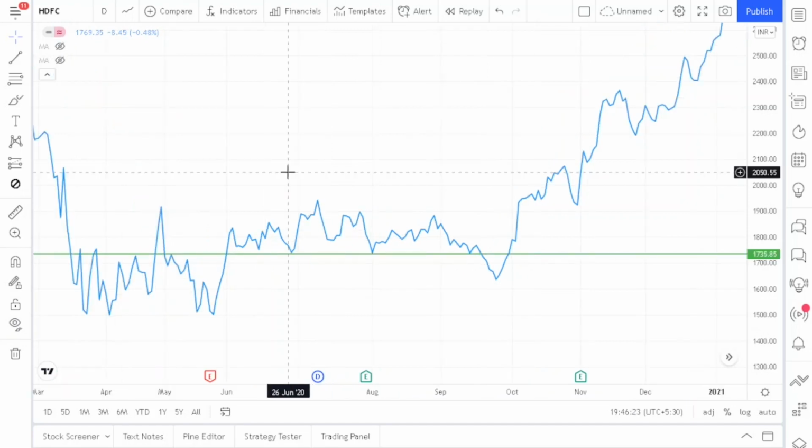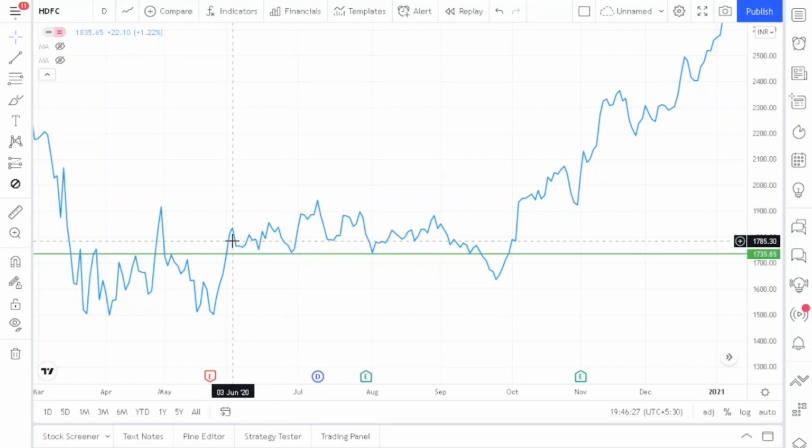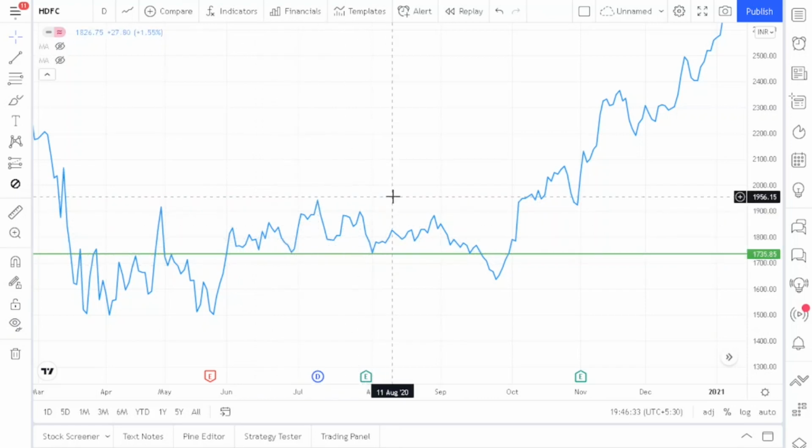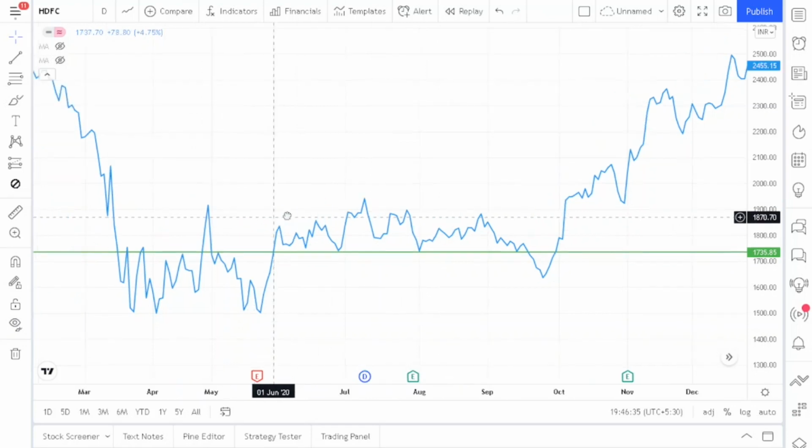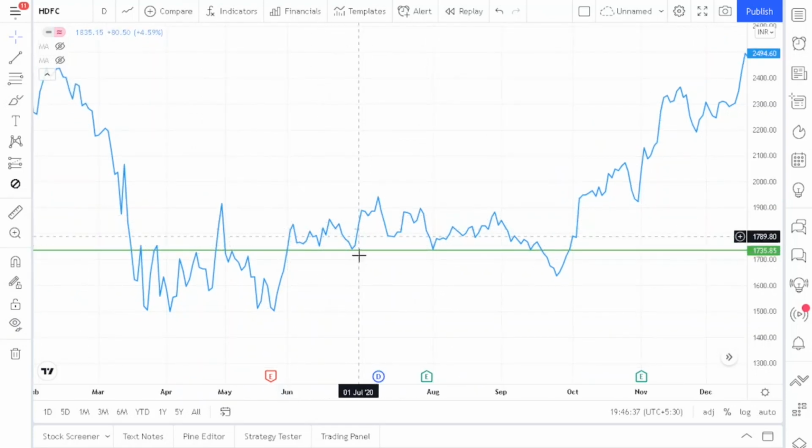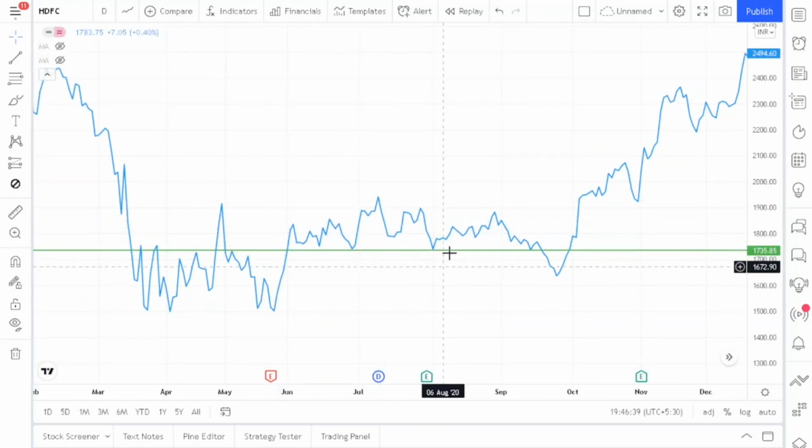So here I have drawn a line which is a support line, and as you can see, the stock is taking support from that line, and again taking support, going up, again taking support, going up. So as you can see in this chart, the stock is taking support, then again taking support and going up. So this is history, right?